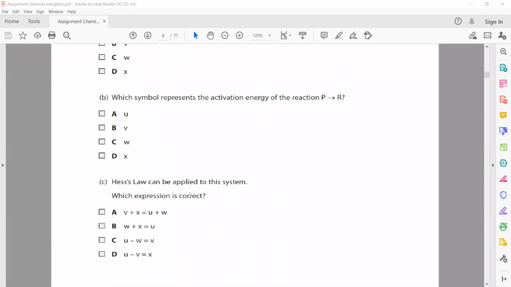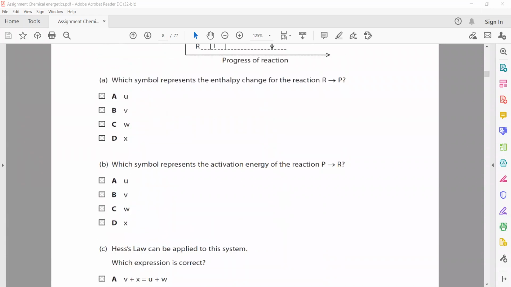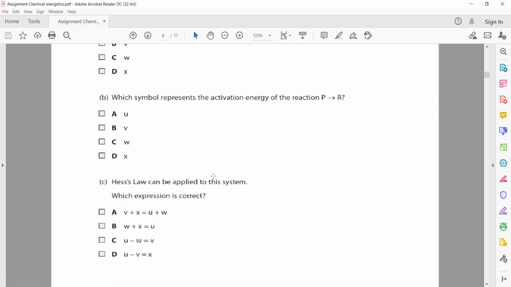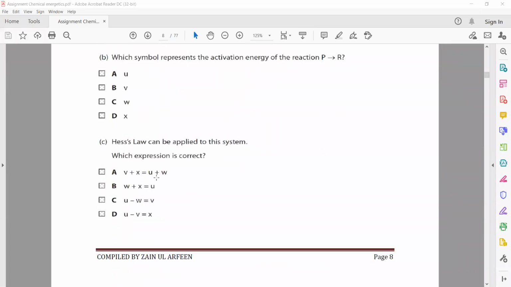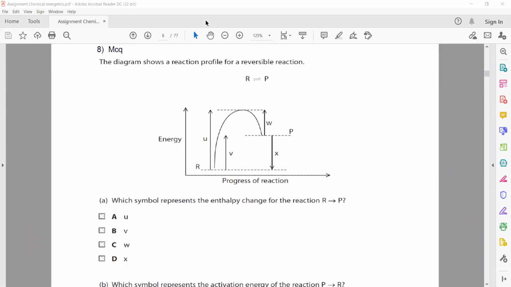Hess's law can be applied to the system. Which expression is correct? Which of the expressions is represented correctly? When we check all the options, V plus X is equal to U plus V. That's wrong, because when you add the energies, V plus X is not equal to V plus U, or V plus X is not equal to U plus W, because U plus W is a different value and V plus X is the same.